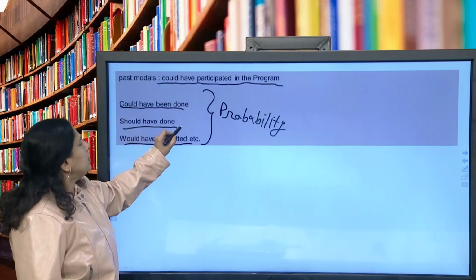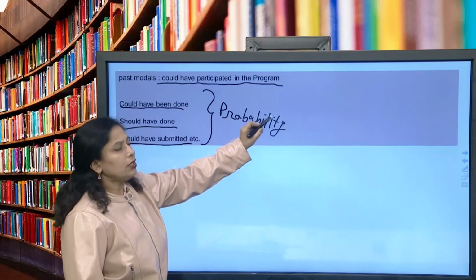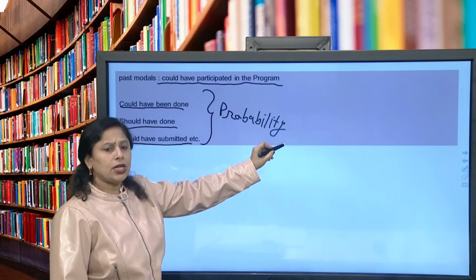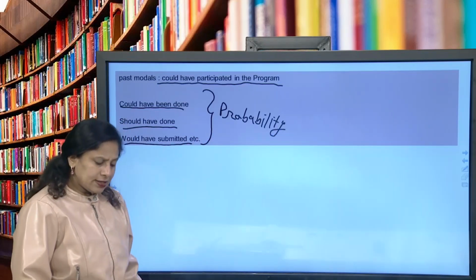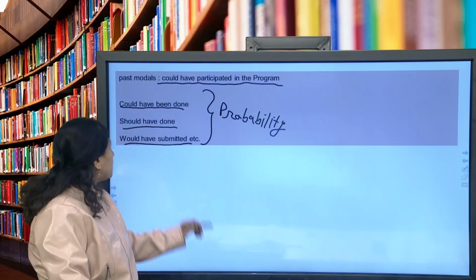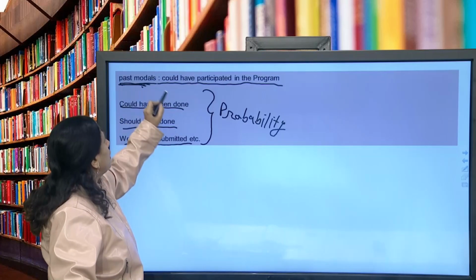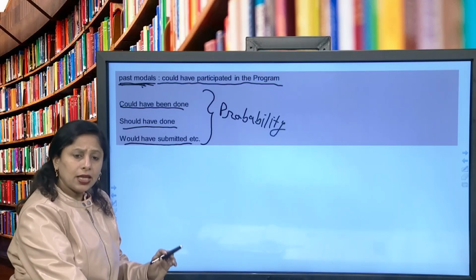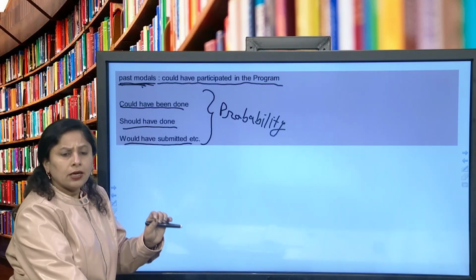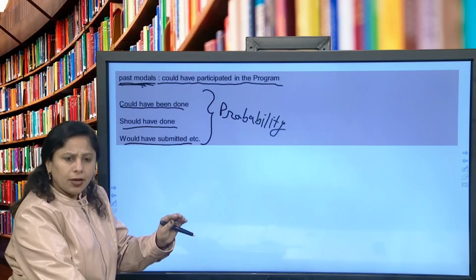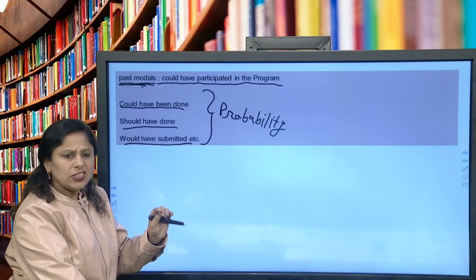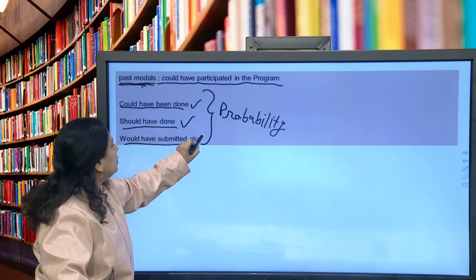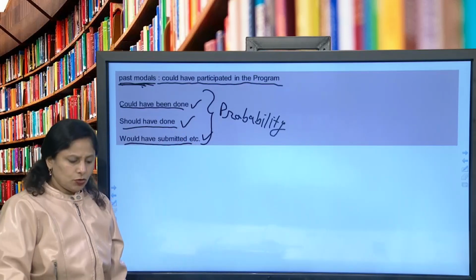They should have done the practices, then they could win the match. We would have submitted our assignments in time so that we can get good marks. So all these three verbs are past tense and modal auxiliaries, past modals, to show the events which have not happened, but there is merely a probability, at least 10% or 25%, 30% of the positive action needed for these particular verbs. That is the idea behind these past modals.